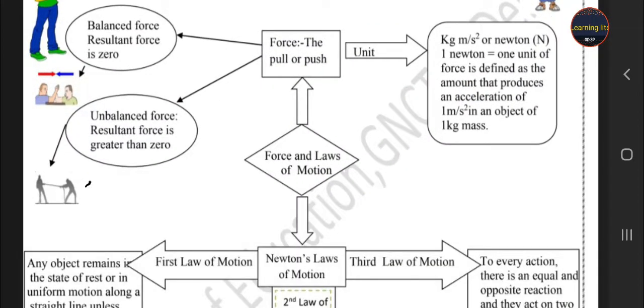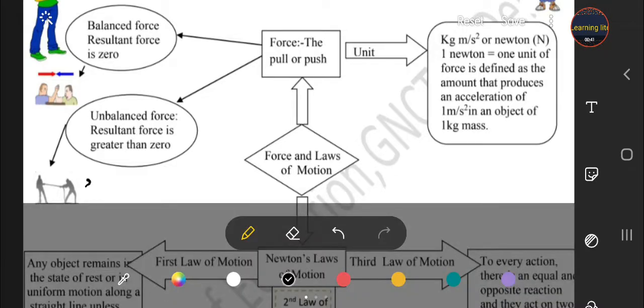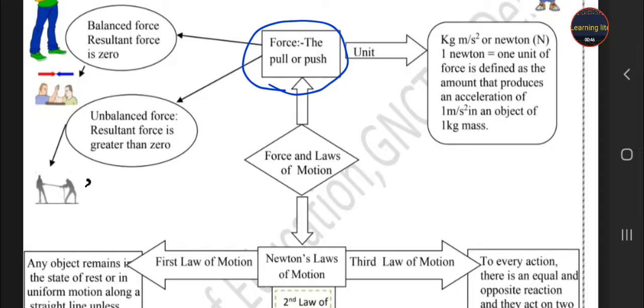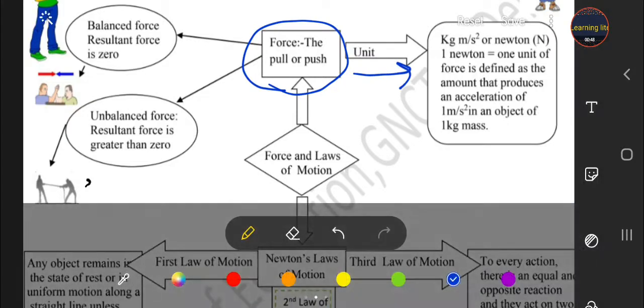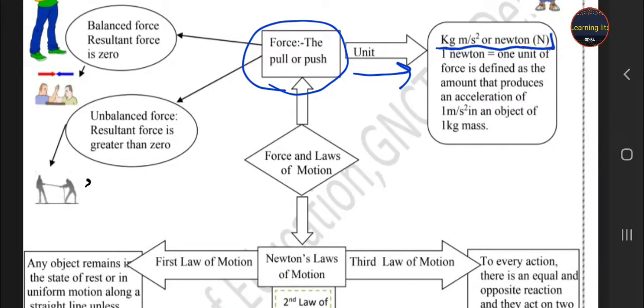First, student, force. What is force? Force means the push or the pull. And what is the unit of force, student? Newton, that is also called kg meter per second square or Newton.